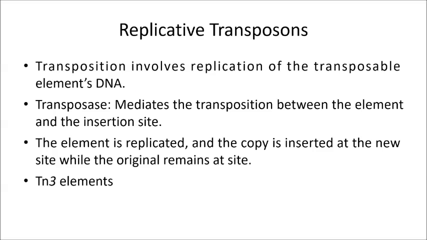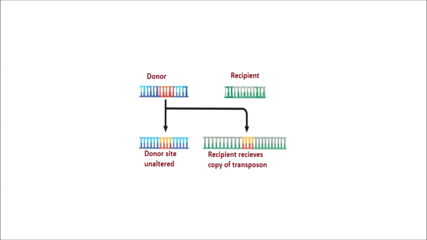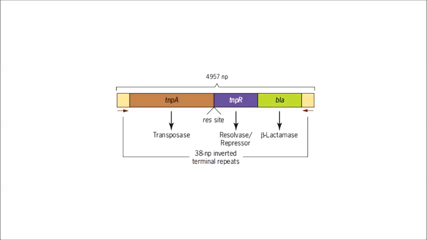Now next is the replicative transposons. In replicative transposons, transposition is accomplished through a process which involves replication of the transposable element's DNA. The transposase, encoded by the element itself, mediates an interaction between the element and a potential insertion site, and during this interaction, the element is replicated. So one copy of the element is inserted at the new site and the original copy remains at the original donor site. Replicative transposition involves only single strand breaks of the DNA at the donor site, unlike the conservative or non-replicative transposons in which double strand breaks occur at the donor site. An example of replicative transposons is the Tn3 element, which is present in bacteria.